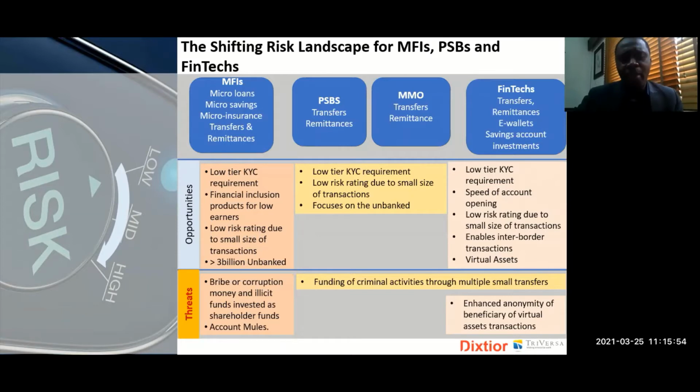With these opportunities also come threats. For microfinance institutions, for instance, people can now invest their monies in these institutions as shareholders, ill-gotten money of course, obtained through bribery or corruption or what have you. And then we also have the account moves. I think this applies practically in all the environments we're talking about today, whereby you open small accounts and money is transferred into them, and through that we can sponsor illicit activities, especially terrorism.